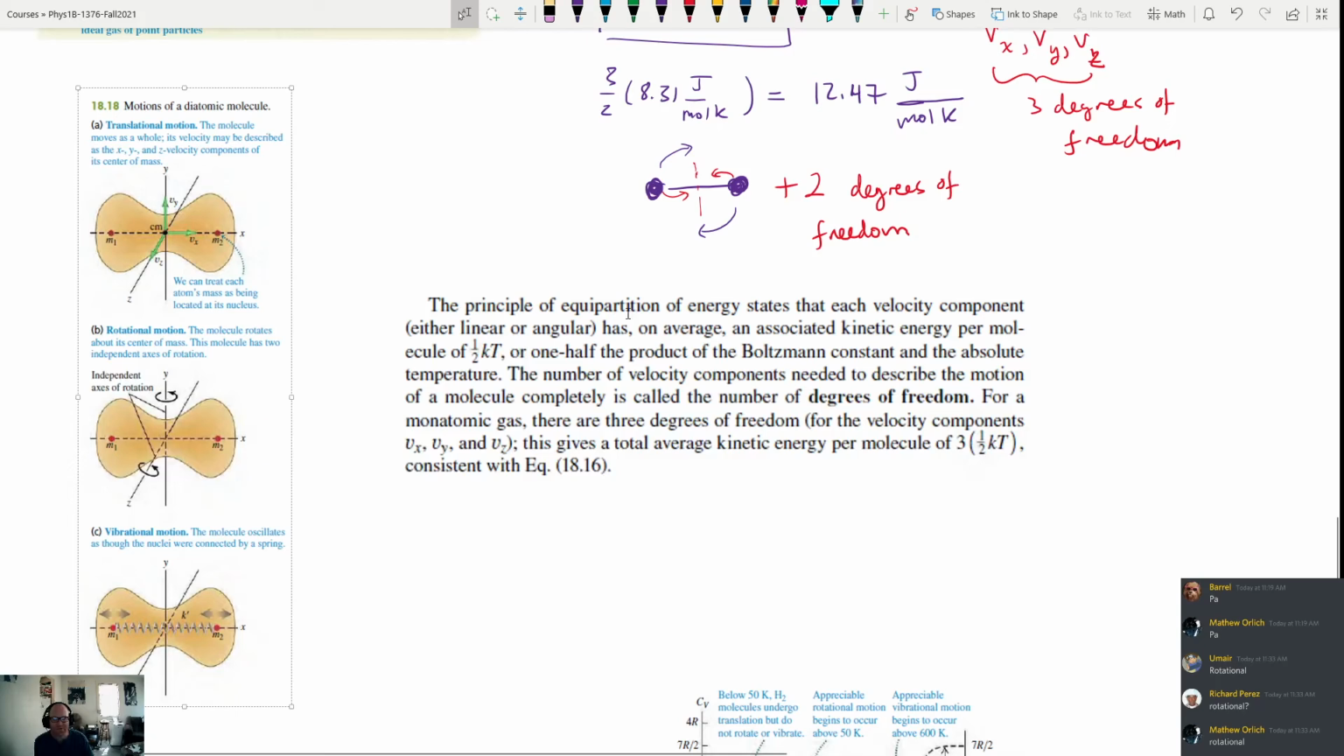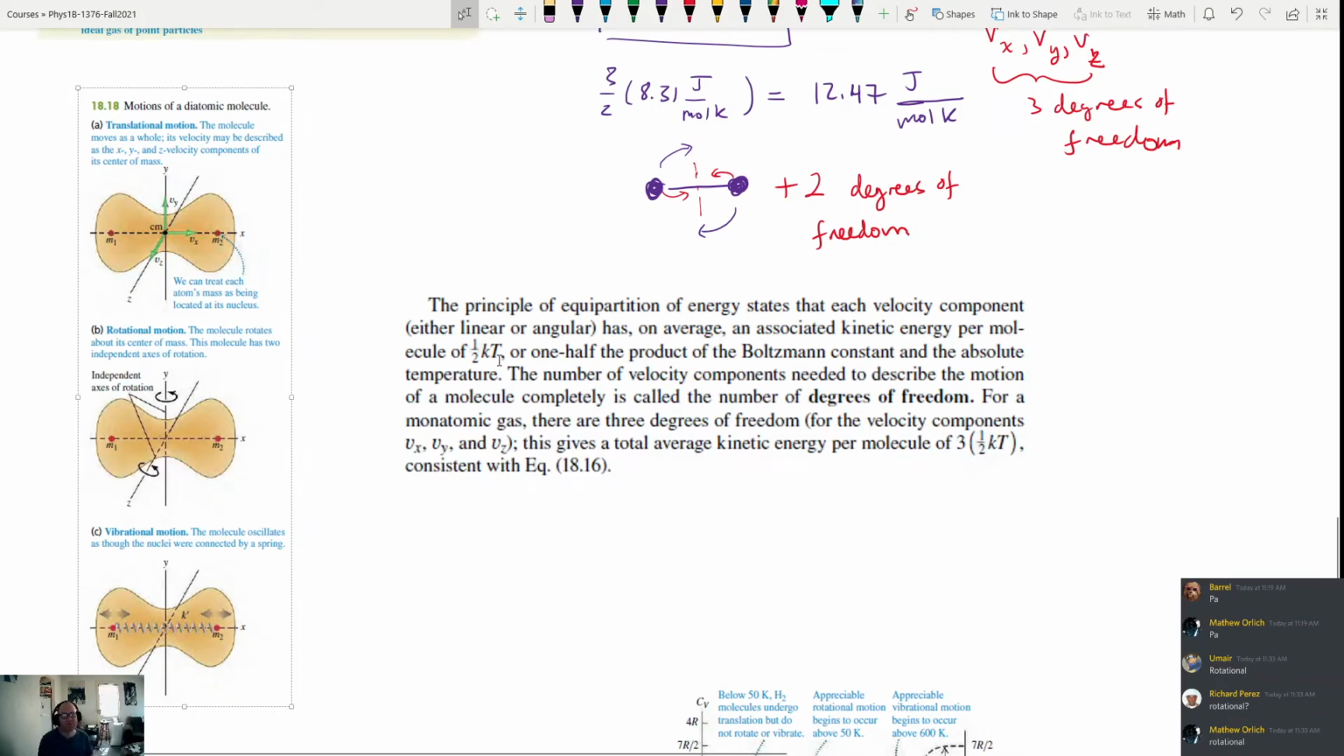Okay, so it says the principle of equipartition of energy. This is a really important principle in what we call statistical mechanics, which is also an important principle in thermodynamics. It can actually be derived in terms of energy, but it's not done in this textbook. If you're interested in a derivation of this, you can look to a higher level textbook where you can probably find a pretty easy derivation on the internet. It says the principle of equipartition of energy states that each velocity component, either linear or angular, has, on average, an associated kinetic energy per molecule of 1/2 kT.